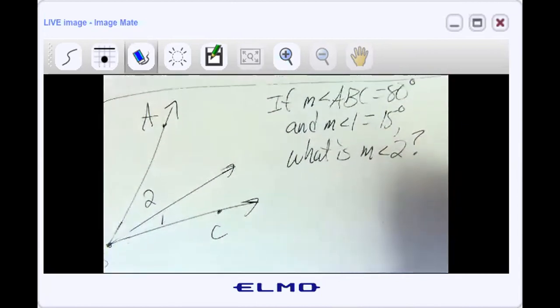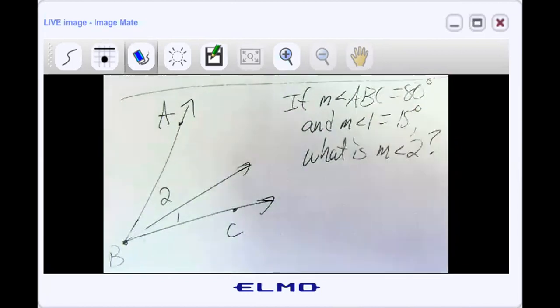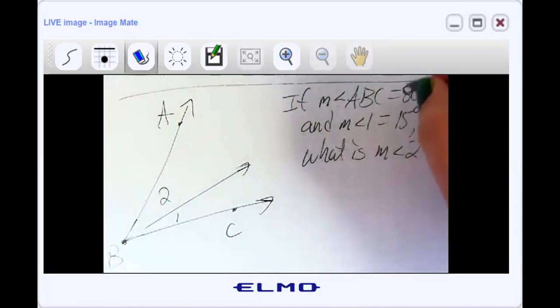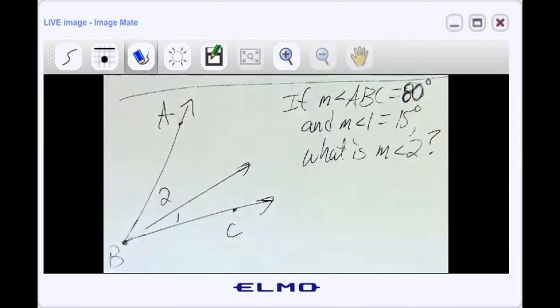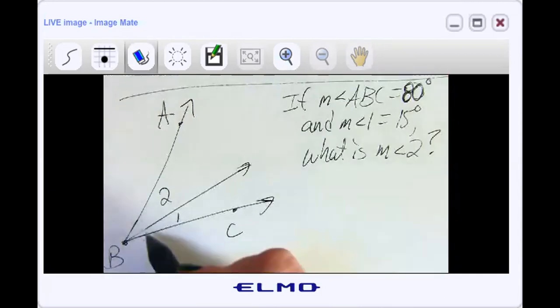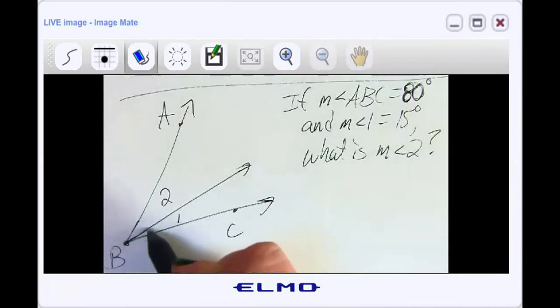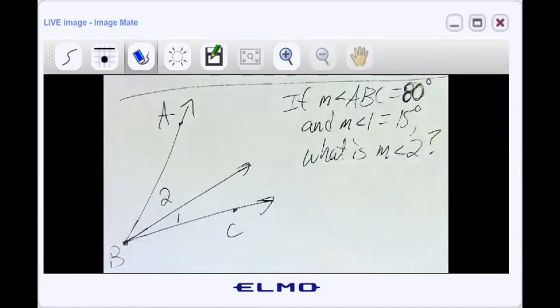Try that one. If I told you that angle ABC was 80, and then I told you that angle 1 was 15, can you tell me angle 2? Call it out. Send it to me in the chat. 65. Yeah, 65. This is another one, you are welcome to submit work here, but I really don't need to see it because this is just numbers.